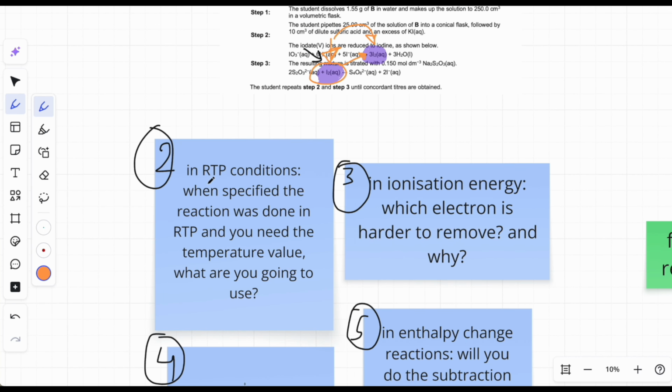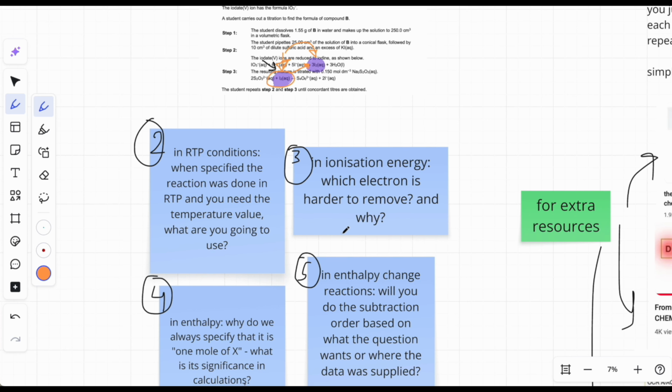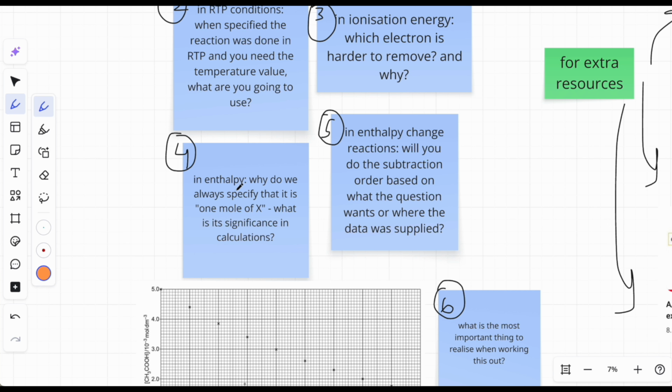Next question is in RTP. When the reaction is specified as done at RTP, you need to find a temperature value and they haven't given it to you. What value are you going to use? And in ionization energy, which electron is the hardest to remove, and why is that the case? And when it comes to enthalpy, why is it that we always specify 1 mole of whatever? What significance does it have to the calculations? Does it change the way we do our final calculation to get that answer or not?